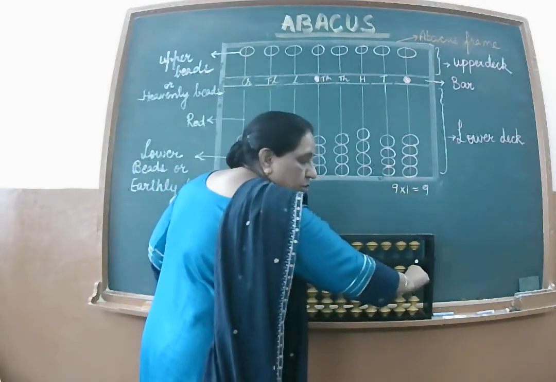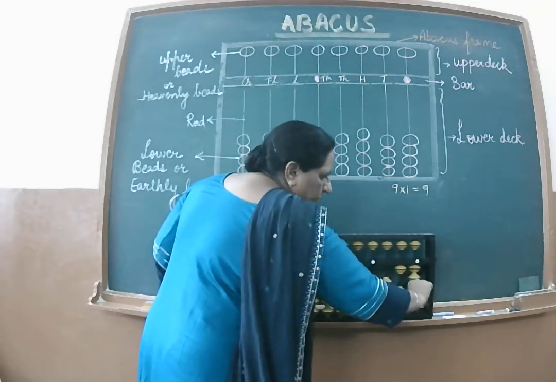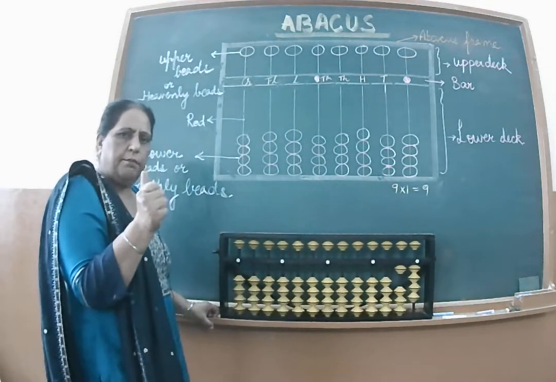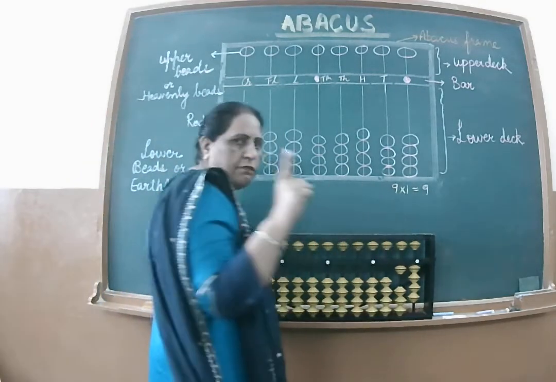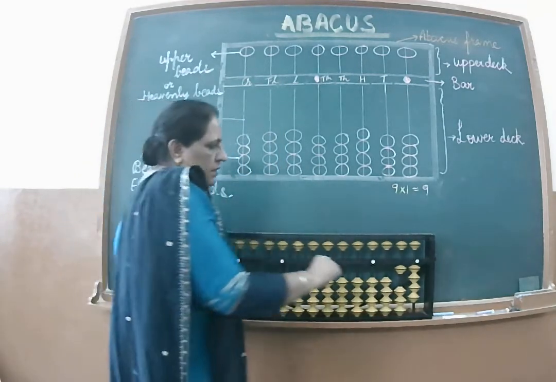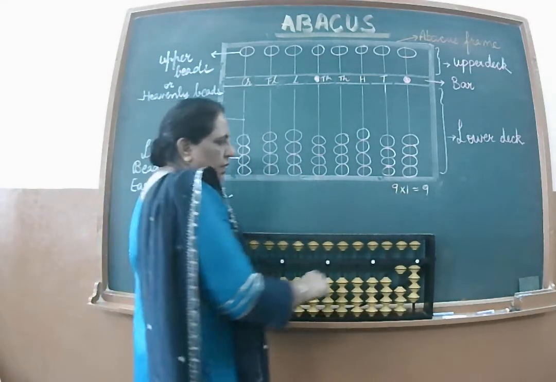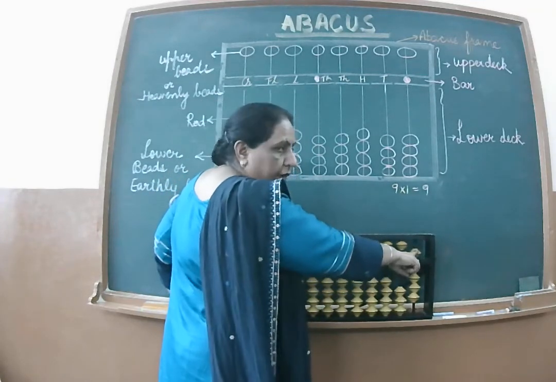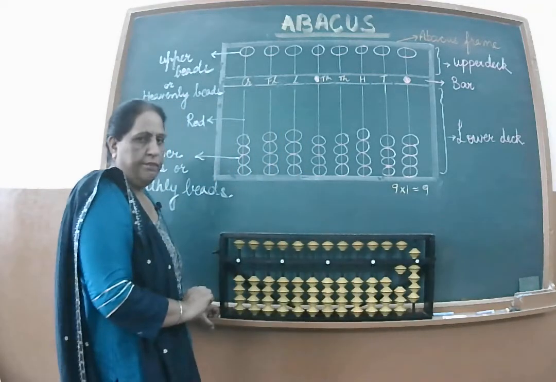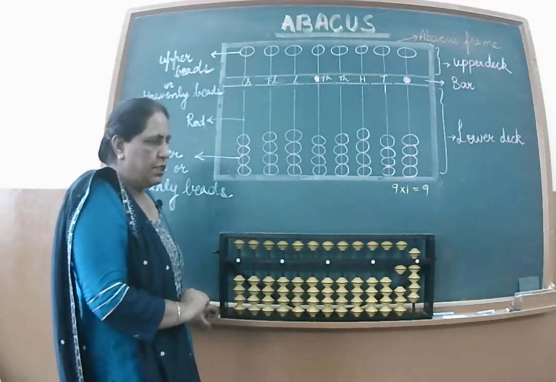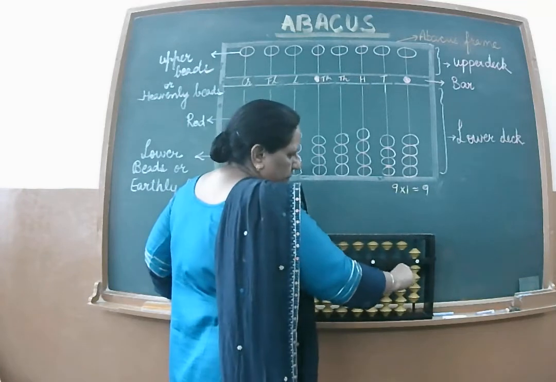Then 2, 12. Then we will add one more number, 13 or 14. You always use the thumb only, beta. And for the upper beads you will use only this finger. Okay beta. Now this number becomes 10 plus 4, 14. If I use this 5, then the number becomes 10 plus 9, 19.